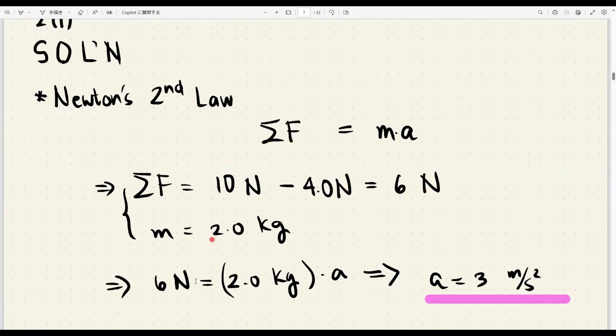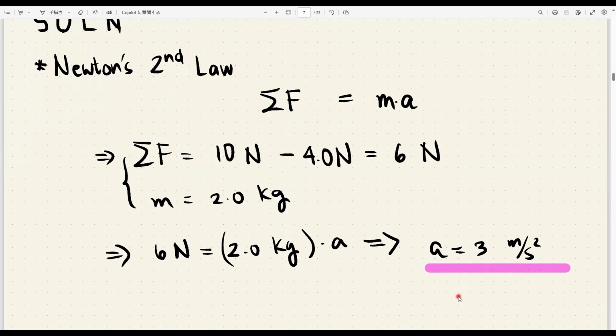Now, this part here is 6 newtons. This part is 2 kilograms. So now we can solve for A. So that's just 6 divided by 2. And so A is 3 meters per second squared.